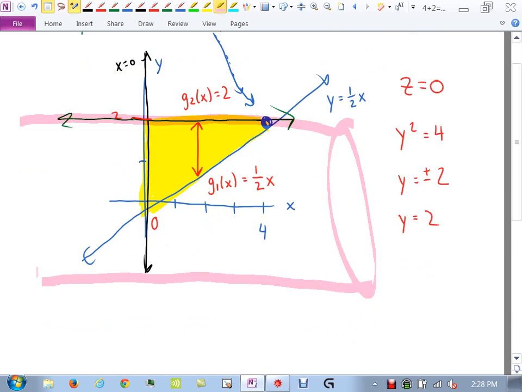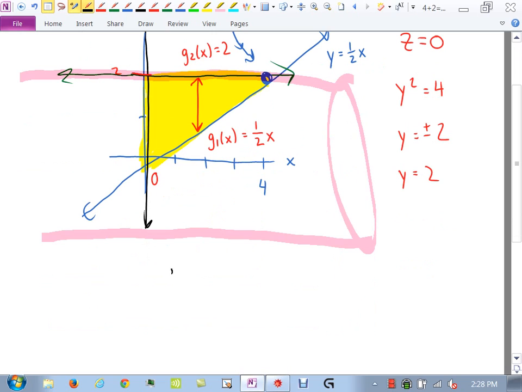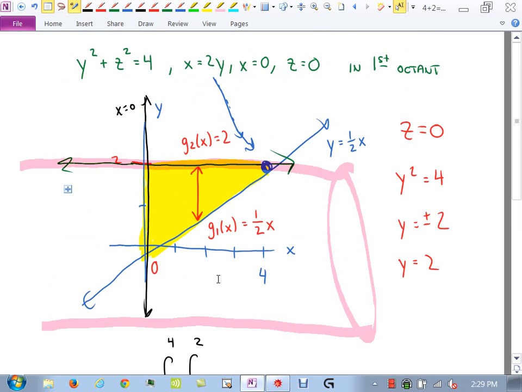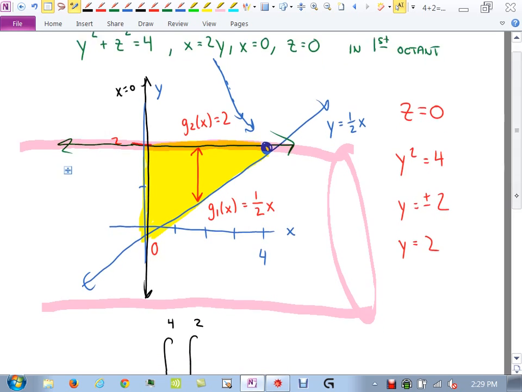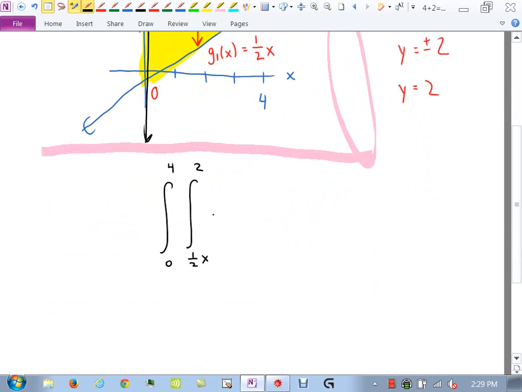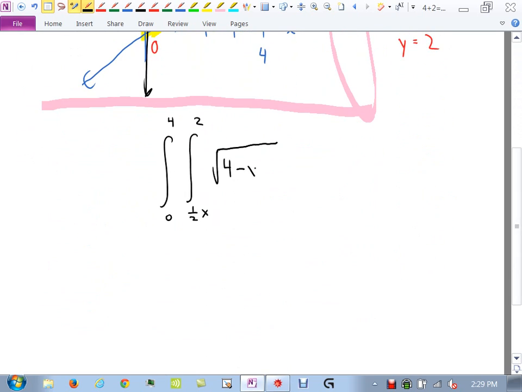Okay, so let's set up the integral and then we'll take a look at what it is. 0 to 4, restriction on x. Restriction on y, 1/2 x to 2. The function, the square root of 4. So where do we get the function? It's the beer can solved for z. So move your y squared over, take the square root, plus or minus, but you only have to consider the positive because we're above, we're in octant 1. So square root 4 minus y squared, dy dx.